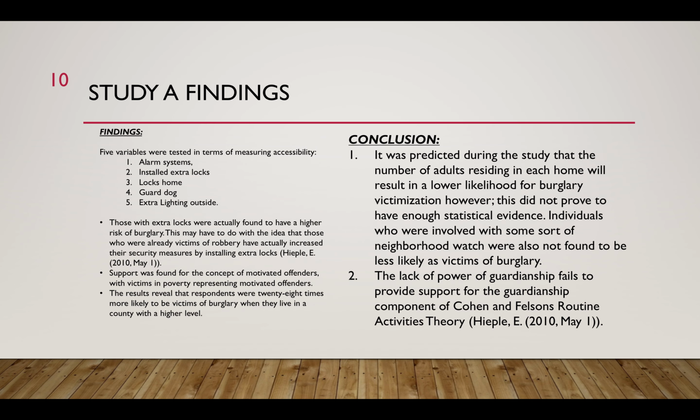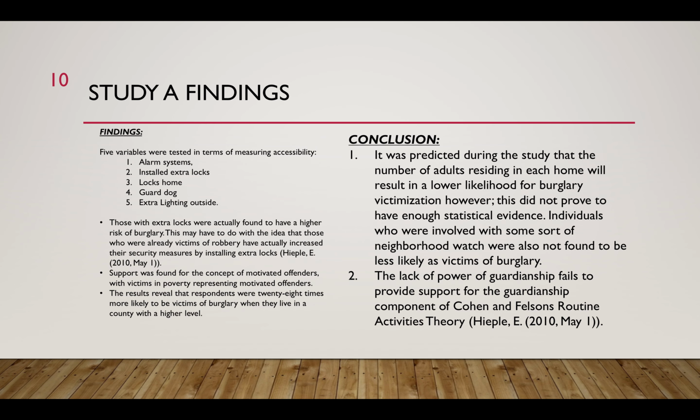Conclusion: it was predicted during the study that the number of adults residing in each home would result in a lower likelihood of burglary victimization. However, this did not prove enough statistical evidence. It also found that individuals who were involved in a neighborhood watch were also not found to be less likely victims of burglary.